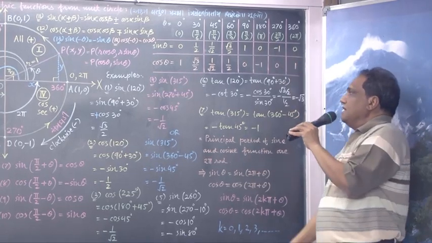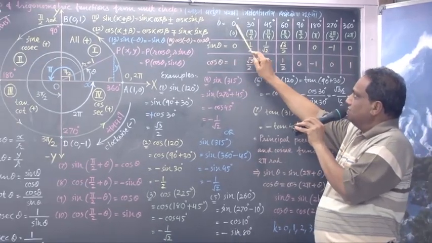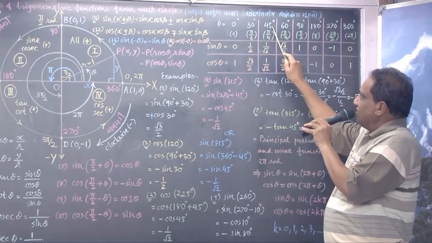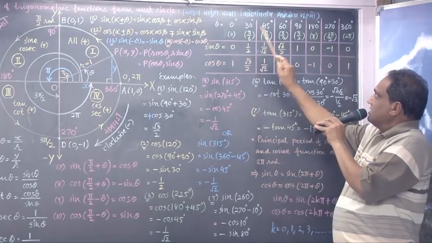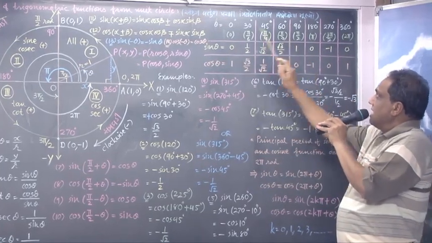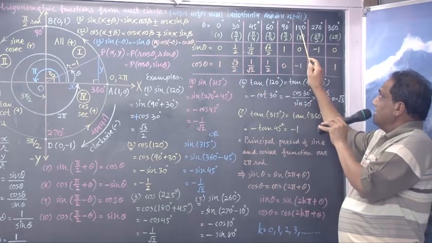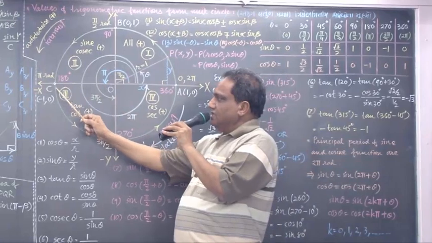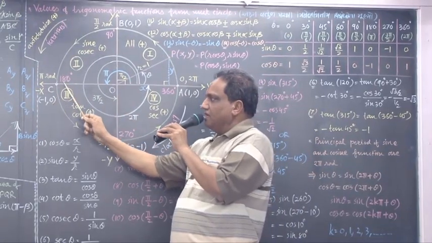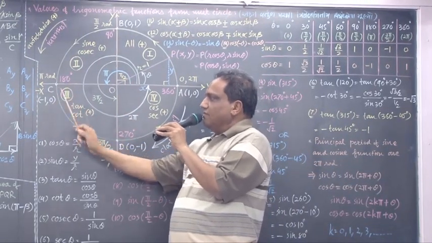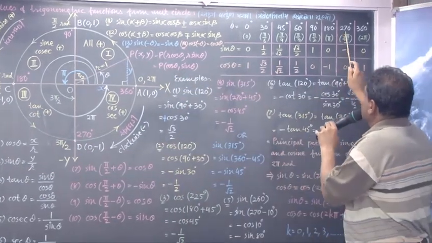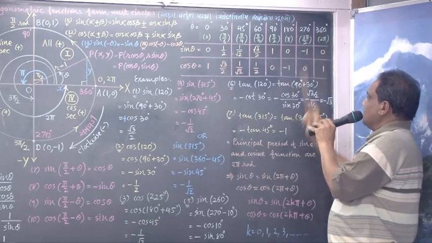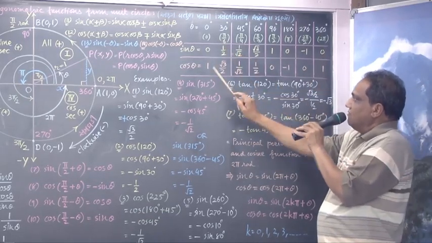Okay? Fine. Now remember, sine 0 is 0. Sine 30 degrees is 1 by 2. Sine 45 degrees is 1 by root 2. Sine 60 degrees is root 3 by 2. Sine 90 degrees is 1. Sine 180 degrees is 0. Sine means y coordinates. Sine 180 is 0. Cos 180 will be minus 1, like that. Sine 270 is minus 1. Sine 360 is 0.